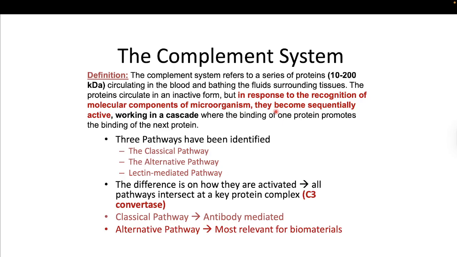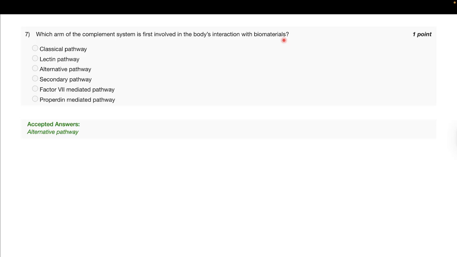But in case of biomaterials, we just saw in the previous question, right, the proteins forming this complement system can get attracted and attached to the biomaterial, and they can view the biomaterial as a foreign material, and then they can get activated. So the most relevant complement system pathway for biomaterials is the alternative pathway. I hope this is clear. Let's look at the next question then.